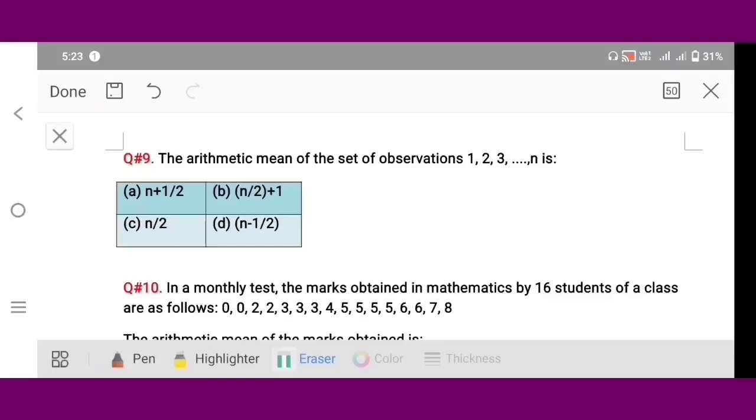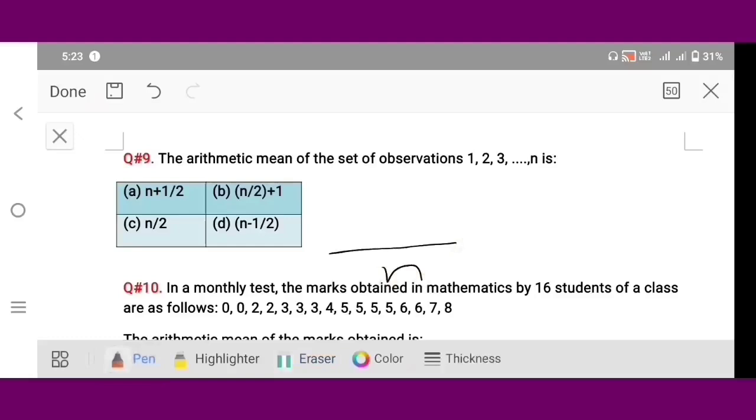Question number 9. The arithmetic mean of the set of observations 1, 2, 3 up to n is, options are A, n plus 1 divided by 2, option B n by 2 plus 1, option C n by 2, option D n minus 1 divided by 2. By using the definition of arithmetic mean, we sum the given values and divide them by the number of given values. Here we have n numbers, so we will divide them by n.